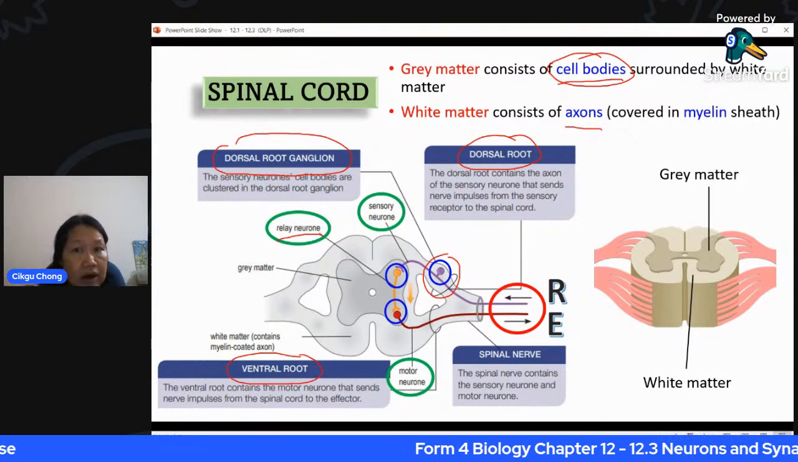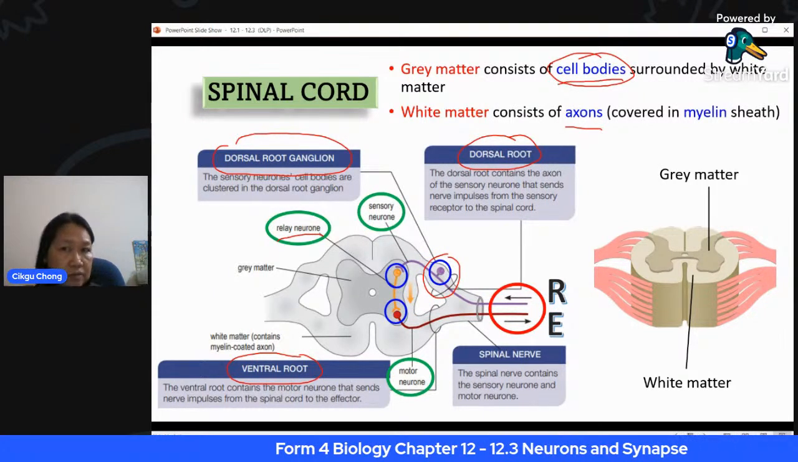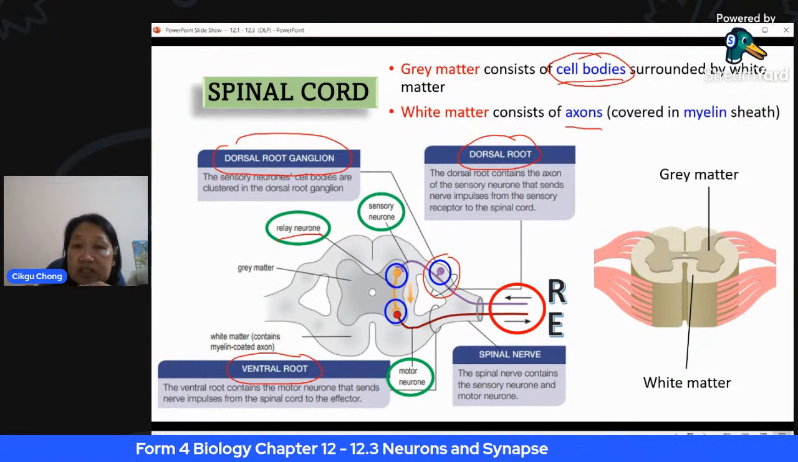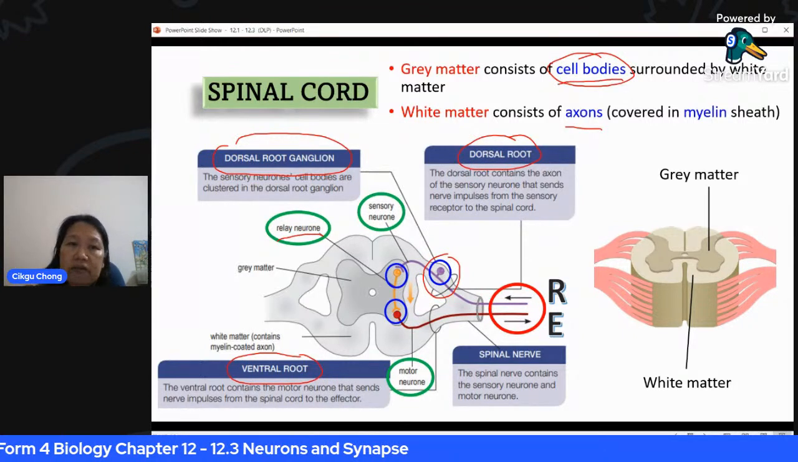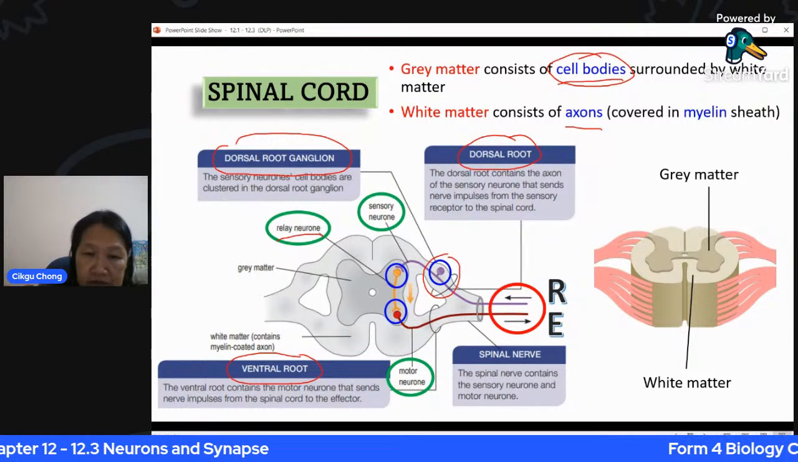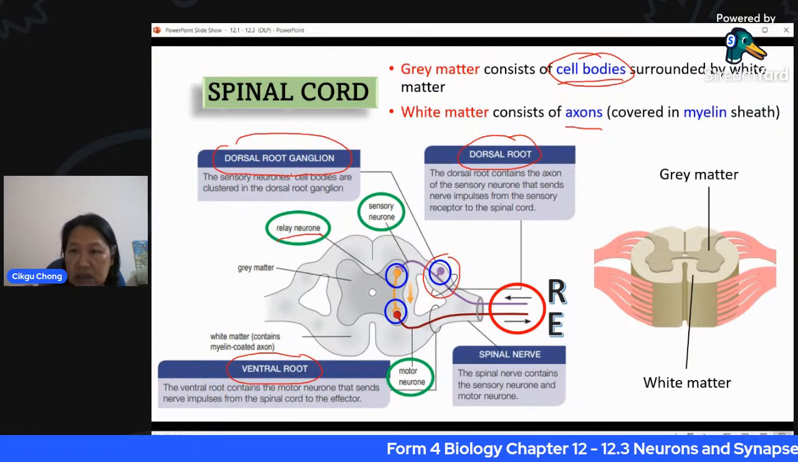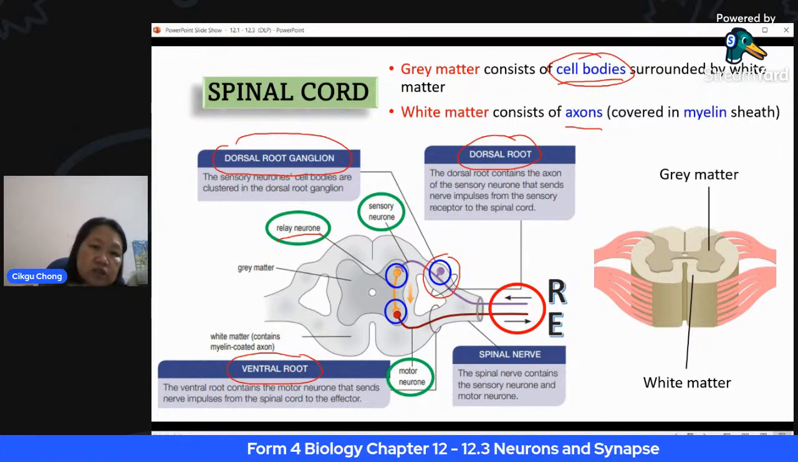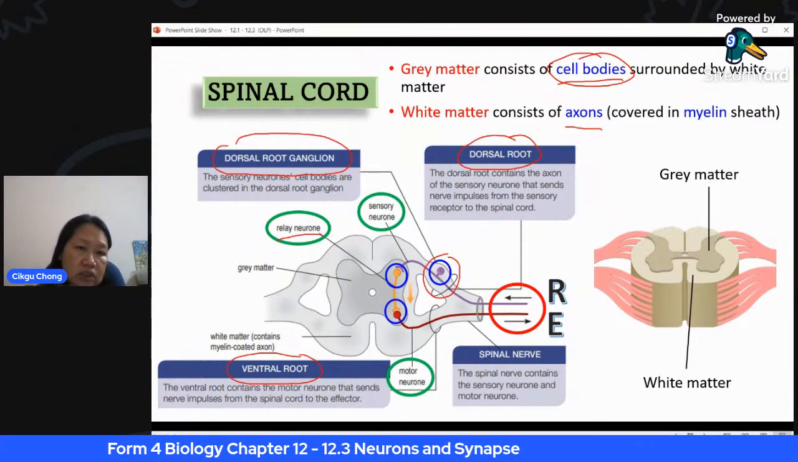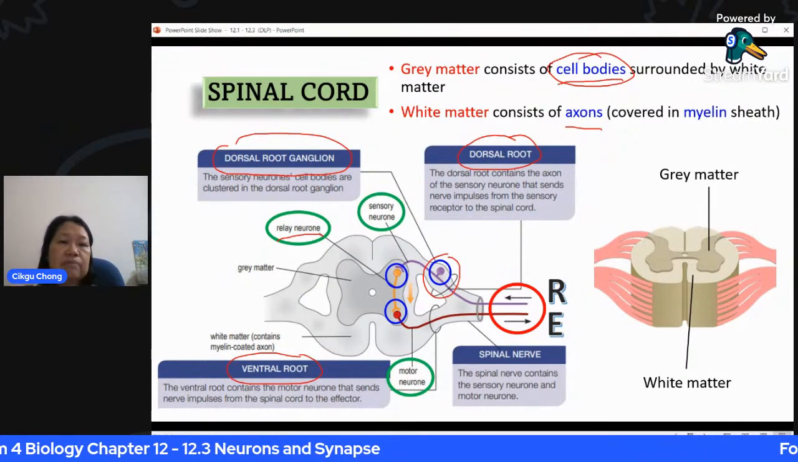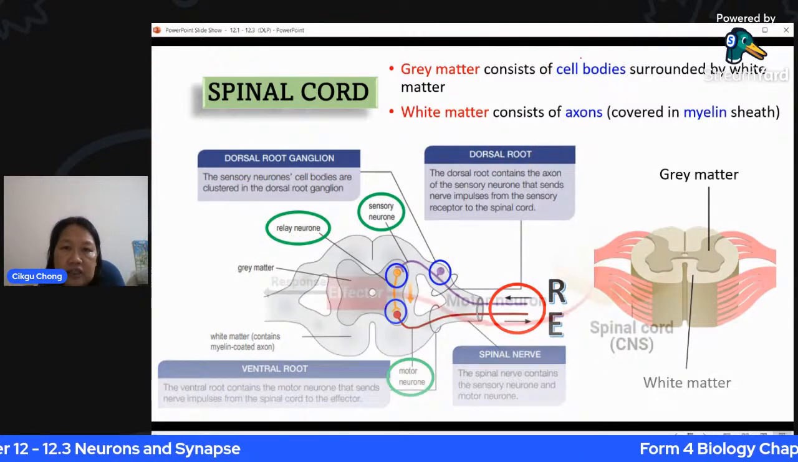Okay, so you understand now when I say gray matter consists of cell bodies, now you can see the position, the location. And for white matter, you don't have the cell body there, so it's actually the axon, passing the impulse into the spinal cord, and also passing the impulse out of the spinal cord.